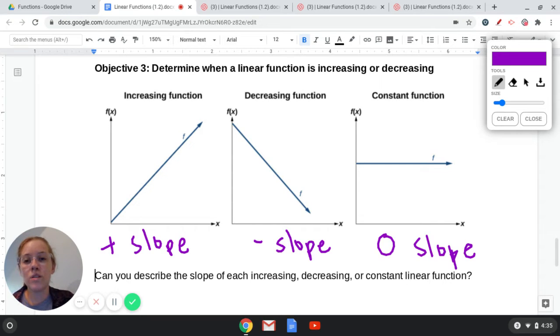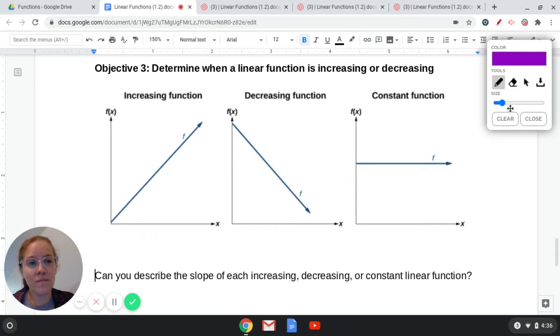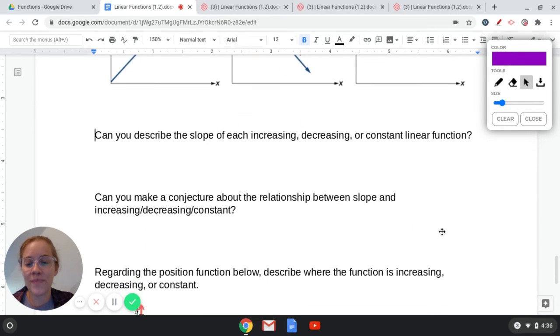So the conjecture that you can make is that increasing functions have a positive slope, decreasing functions have a negative slope, and constant functions have a zero slope. And we'll go into detail as our graphs get curvier in exponential functions, which is the next topic. But this is where we are right now. So let's see what else we have here.